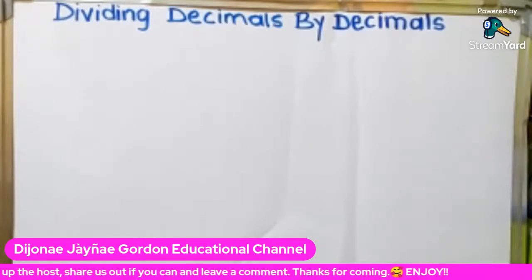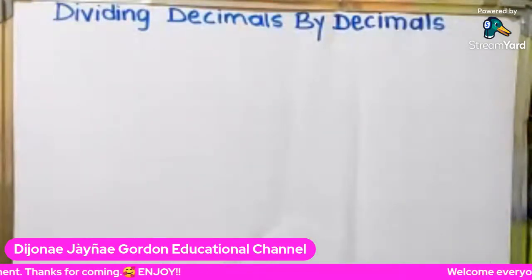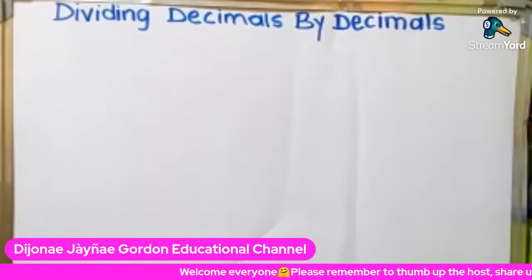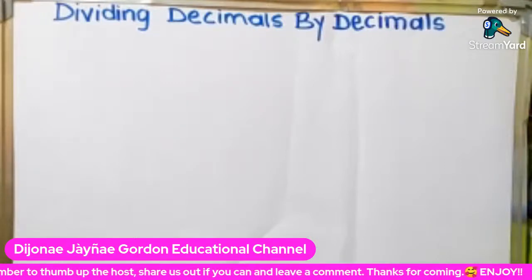All right, so first, we need to know that when dividing by decimals, the divisor must always be changed to a whole number. This is done by multiplying the divisor by a power of 10, which will make it a whole number. All right, so we're going to go right ahead, and of course, we're going to work our first problem.